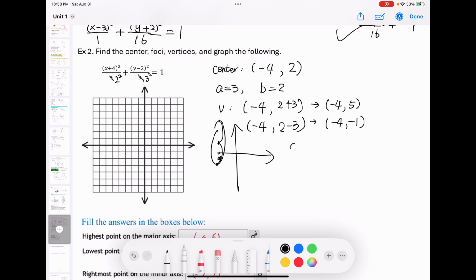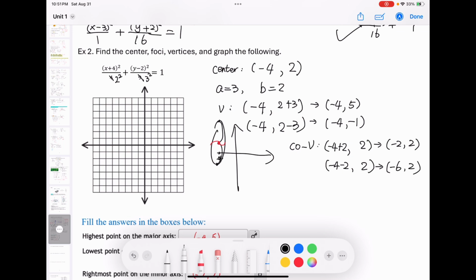And what are the co-vertices? Based on my center, I'm moving to the left and to the right b units, or we say 2 units. So they have the same y value. We can copy the y first from the center, so comma 2, and another one is also comma 2. Based on the x value, negative 4, we can plus or minus 2. So negative 4 plus 2, negative 4 minus 2. Let's simplify the points. They are negative 2, comma positive 2, and then negative 6, comma 2.